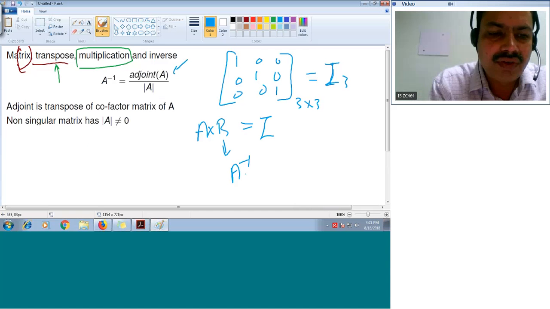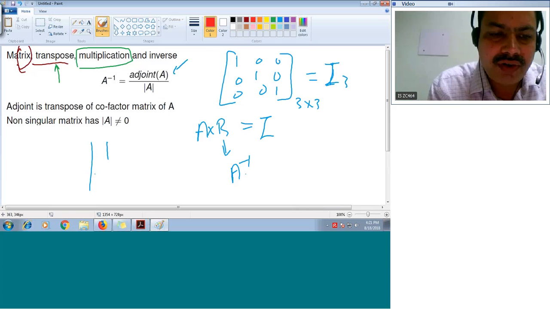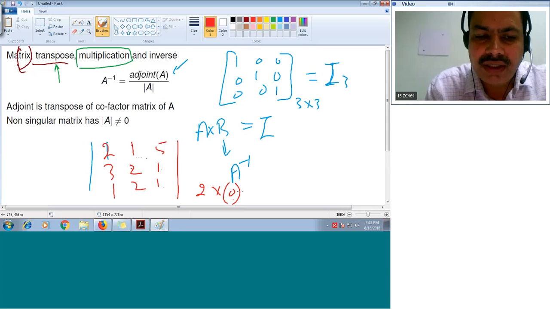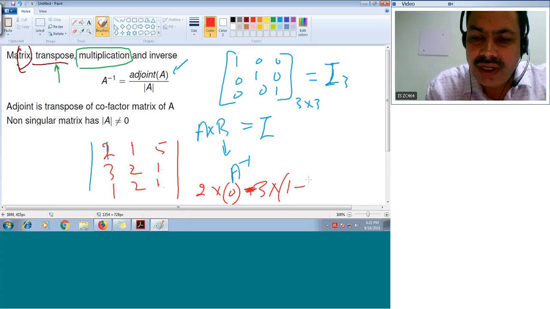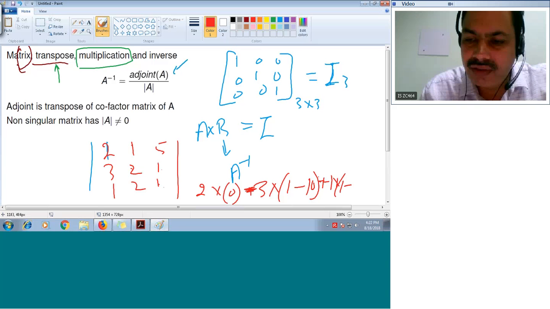To find the determinant, you know that one. Let's assume we have a matrix 2 1 5, 3 2 1, 1 2 1. Then the determinant: 2 multiplied by this, this row goes away, 2 multiplied by 2 minus 2 multiplied by 1, 0. Now minus 3 multiplied by these things go, so 1 multiplied by 1 is 1, minus 5 multiplied by 2 is 10, plus 1 multiplied by 1 is 1, minus 5 multiplied by 2, again 10.